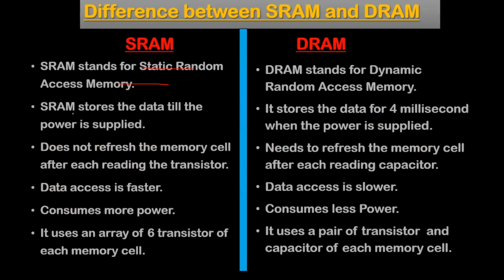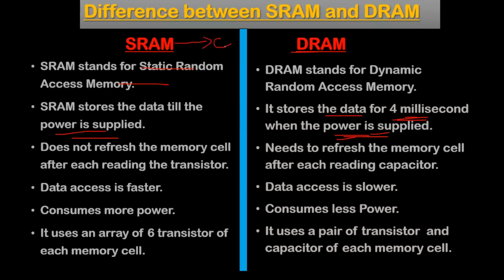But SRAM also stores the data till the power is supplied. SRAM also stores that data till the power is supplied. The only difference is that DRAM stores the data for 4 milliseconds only while the power is supplied. It will store the data till the power is supplied, but after 4 milliseconds, it will refresh the data. In every 4 milliseconds, it will refresh the data and see what the next data is. And firstly, I will tell you an example of that.